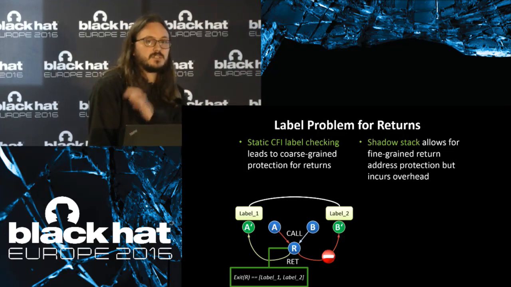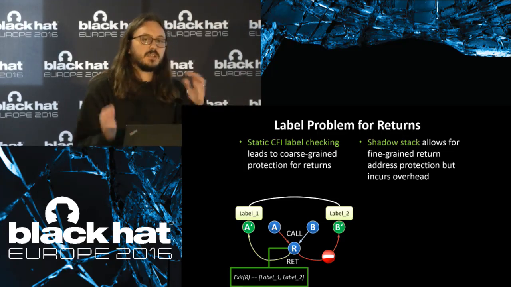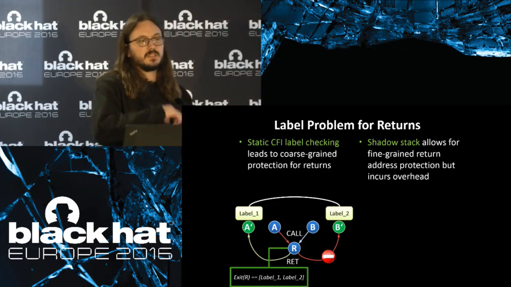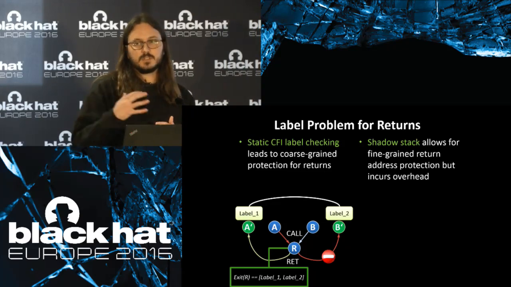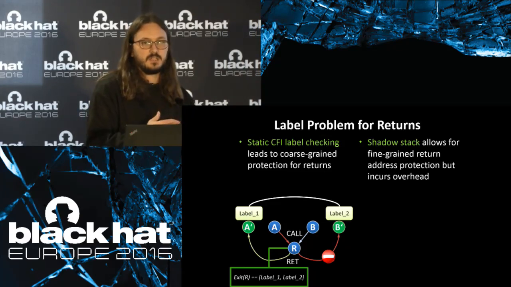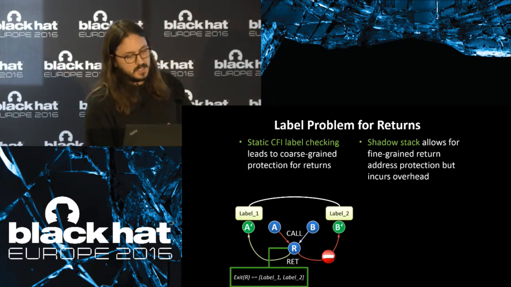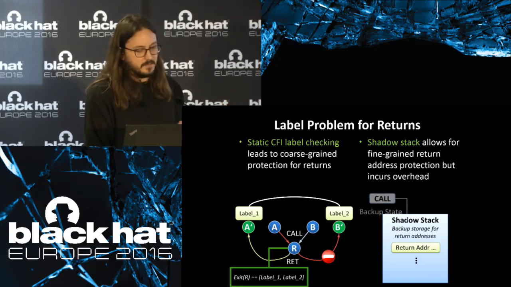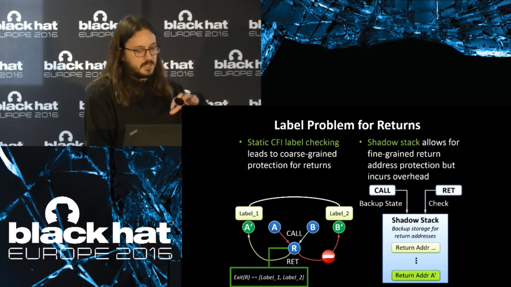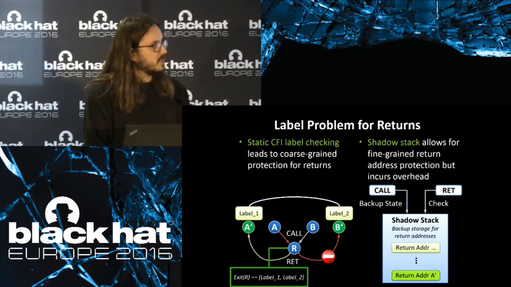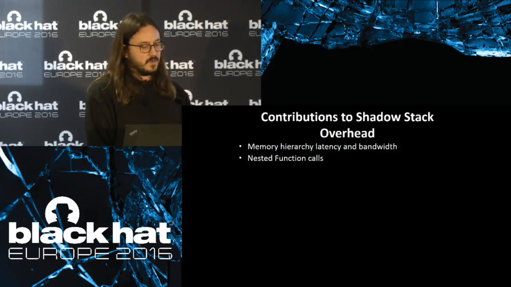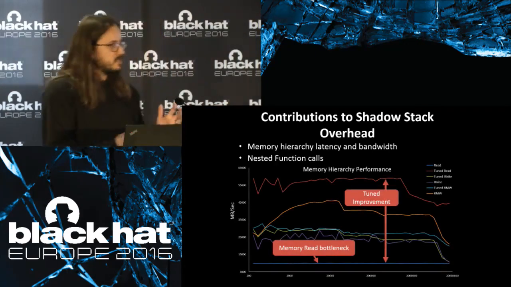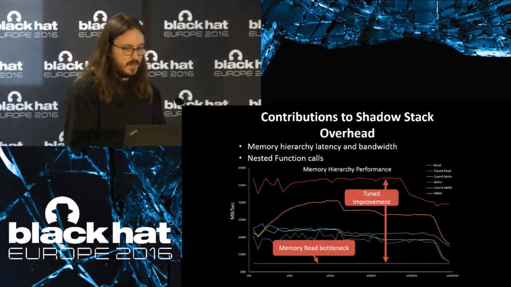And a shadow stack actually solves this, right? A shadow stack tightly couples call-return pairs. Basically, it guarantees that you'll only return to your most recent call site, okay? But this, unfortunately, incurs some overhead. So while ideally I would like to implement a shadow stack policy, you're going to have to address some issues with memory hierarchy, latency, and bandwidth, and nested function calls. So here is some basic analysis in a generic environment.